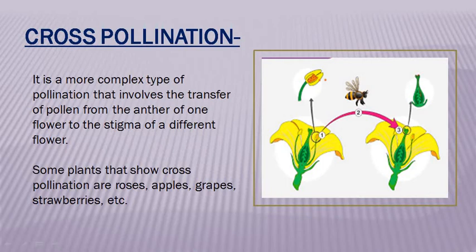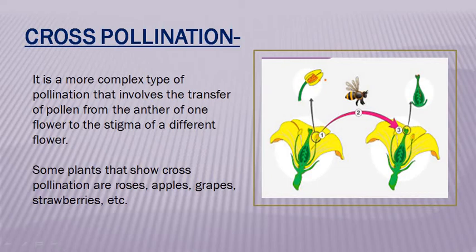The second type of pollination is cross-pollination. It is more complex than self-pollination. As you know, self-pollination is simple and quick, whereas cross-pollination is more complex. It is a type of pollination in which pollens transfer from the anther of one flower to the stigma of a different flower, but it should be of the same species. As the picture is showing, see here the pollens are transferred from one flower to another flower.